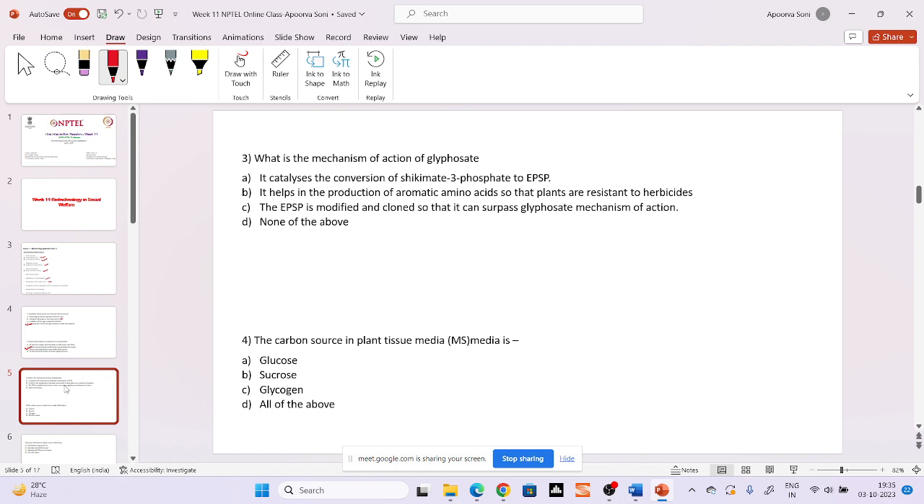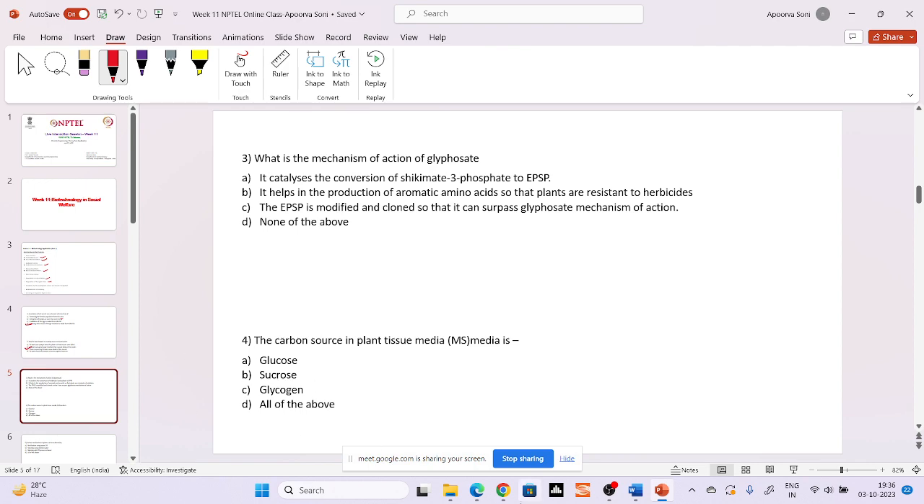What is the mechanism of action of glyphosate? It catalyzes the conversion of shikimate 3 phosphate to EPSP. It helps in the production of aromatic amino acids. The EPSP is modified and cloned so that it can surpass the glyphosate mechanism of action. Or none of the above. Ma'am, option A. You are saying that it catalyzes the conversion of shikimate 3 phosphate to EPSP.